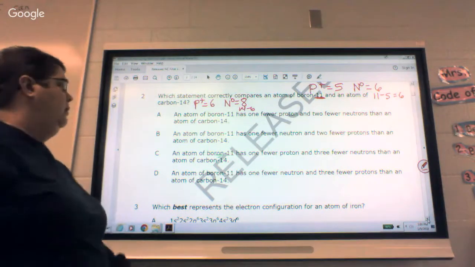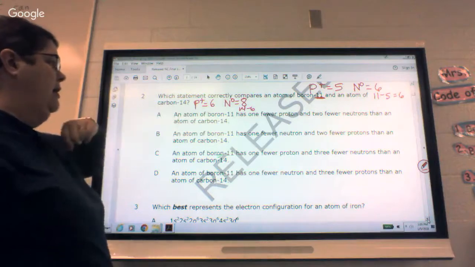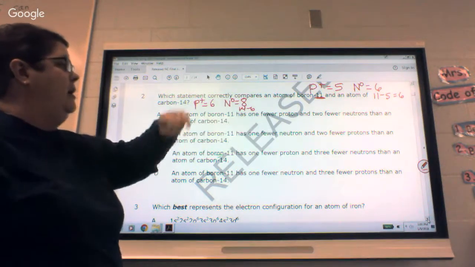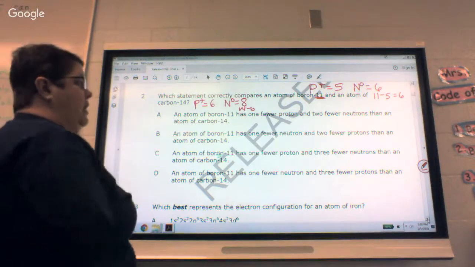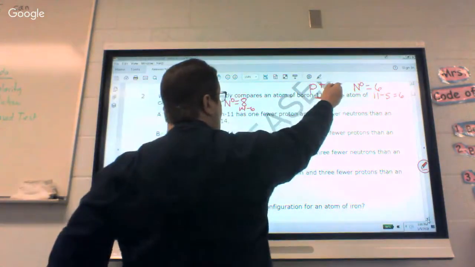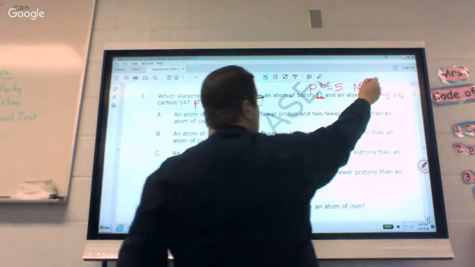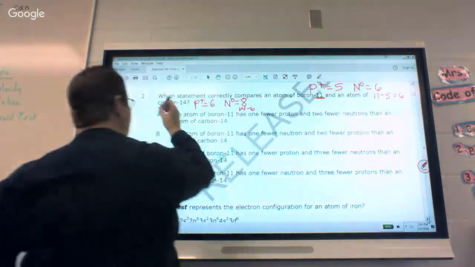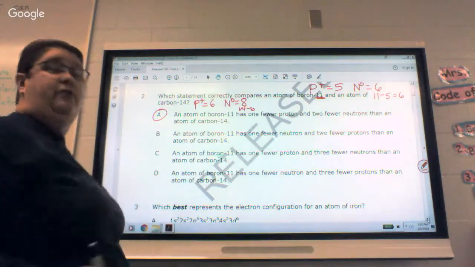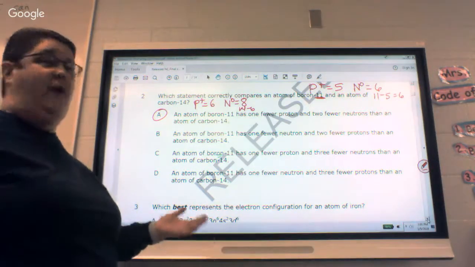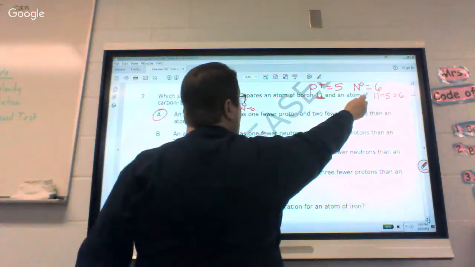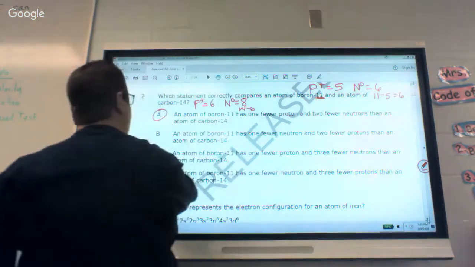All right, an atom of boron has 1 fewer proton and 2 fewer neutrons. So does boron have 1 fewer proton and 2 fewer neutrons? Yeah, that looks like the answer. So let's look at the others just to make sure. Don't ever just go with the first one. Does boron have 1 fewer neutron? No, it's got 2, so that's out.